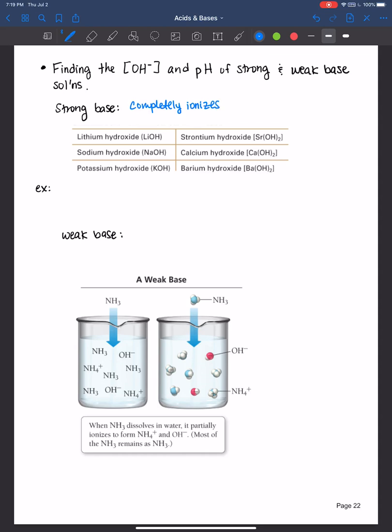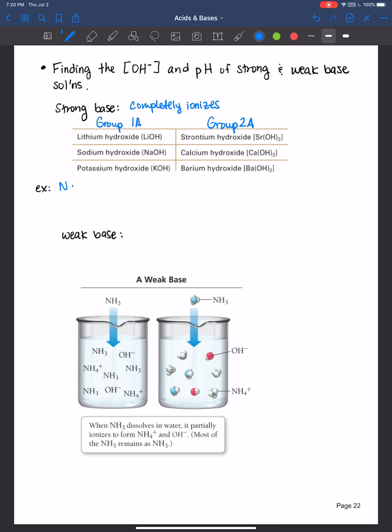Now let's remember that a strong base completely ionizes in solution. And here's a table of the strong bases we are covering in my course. Now make note that there are other strong bases out there as well that you would learn if you went on to take organic chemistry. But for now, you only need to worry about lithium hydroxide, sodium hydroxide, potassium hydroxide, strontium hydroxide, calcium hydroxide, and barium hydroxide. Essentially, they are group 1A and group 2A hydroxides that are strong.